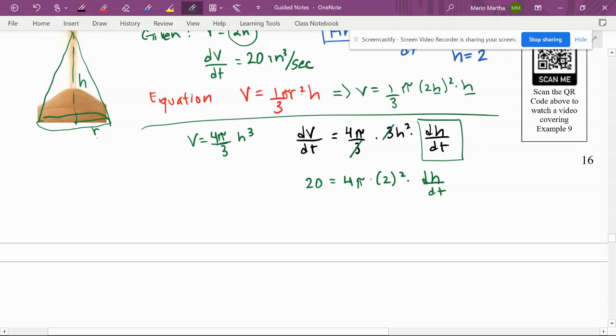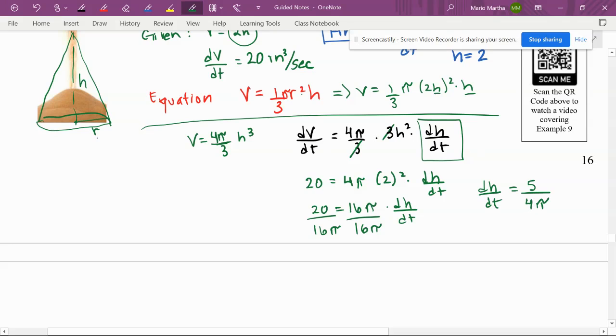And then from here, we're going to simplify a little bit further. So it's going to be 20 equals 4 times 4, which is 16 pi times dH/dt. Divide both sides by 16 pi. All right, we simplify and we find that dH/dt equals 5 over 4 pi.